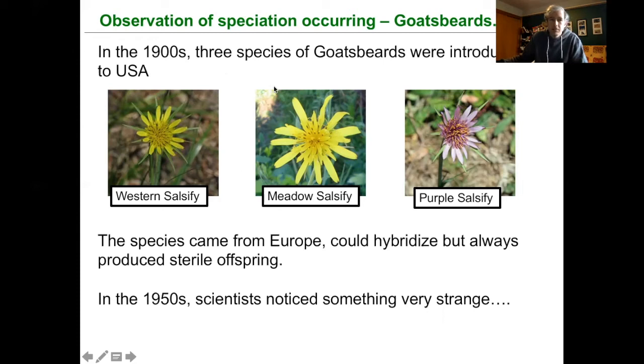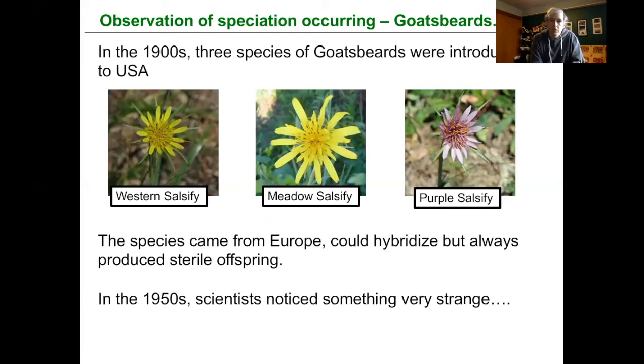And these 3 goat's beards are called the Western Salsify, the Meadow Salsify, and the Purple Salsify. All of them came from Europe. If you bred them with each other, if you took the pollen from one and introduced it to the flower of another, you could hybridize these 3 species, but the hybrids were always sterile. So you could hybridize them, but it produced sterile offspring. So remember, that is the definition that these were different species. Because although they could breed with each other, the offspring could not breed.